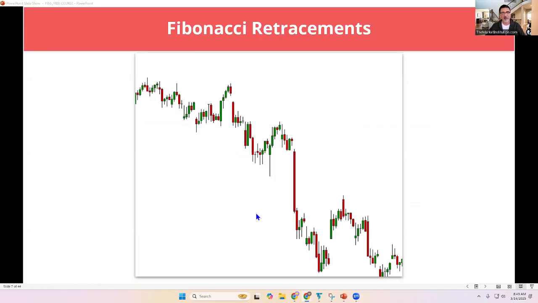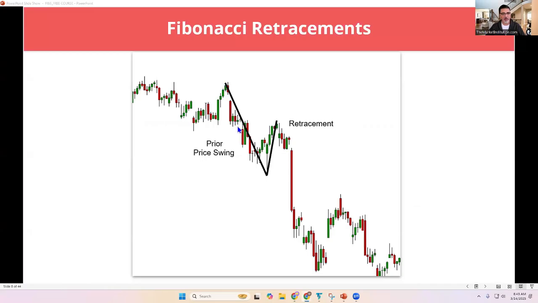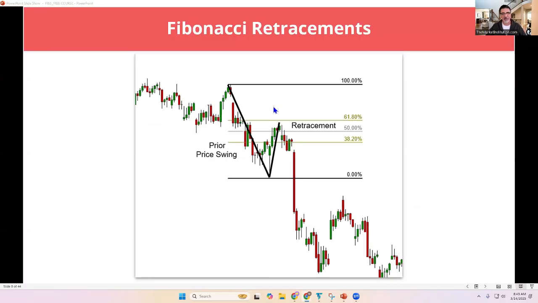An example here. Here we have a nice down move, the prior swing, and then price bounced up. That would be a retracement. By measuring from the high point to the low point, you would be able to answer that question: whether price retraced 38, 50, or 61.8%, which are more common retracements in the industry. A lot of folks use this. They don't use it as a precise turning point. They use it as a percentage retracement.